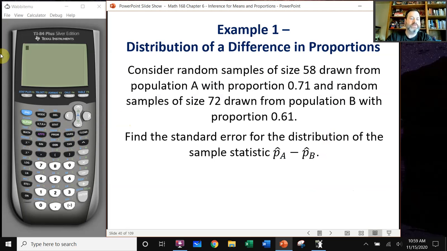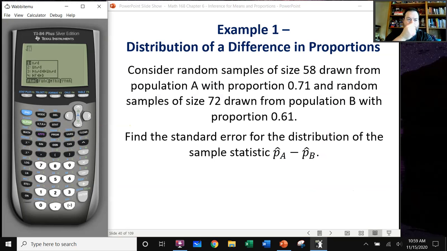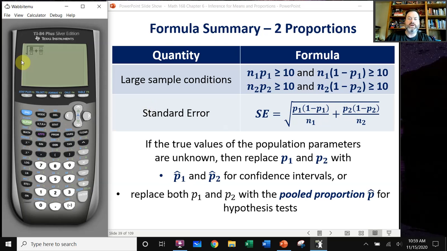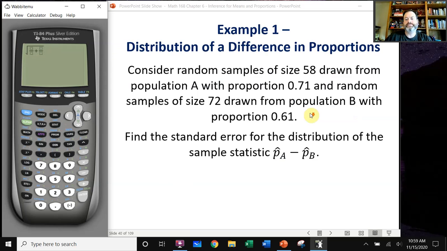So what you want to do is the same thing we did last time. Build your radical, build one fraction, and then maybe you want to build a second fraction inside there, right? Just to get it to look the way we want it to look, right? So this is what we want it to look like, and that's what I have. So you're going to type in P1. Here we have PA and PB, so we're going to do PA.